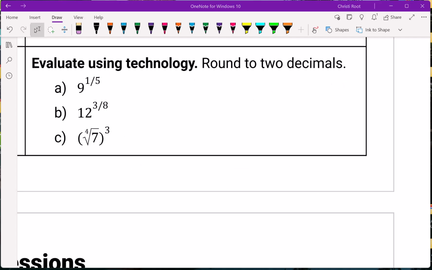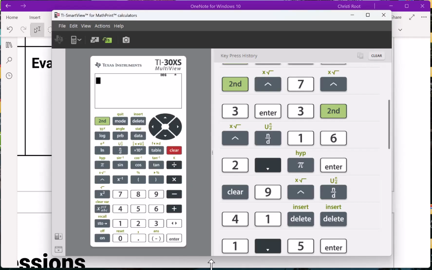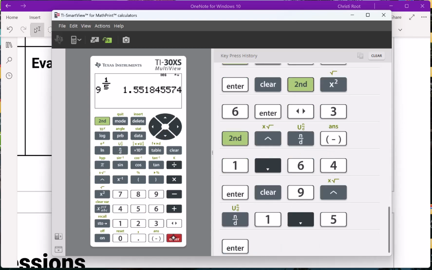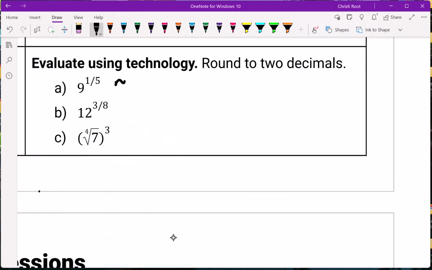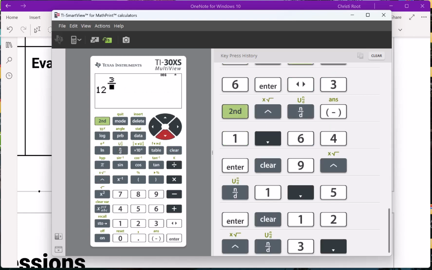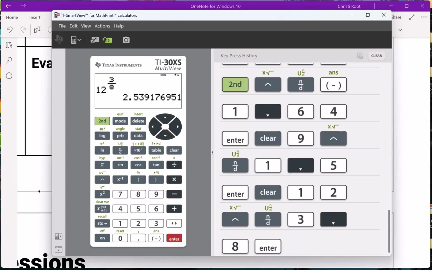Okay, so I'm going to show you how to use your calculator to find some of these rational exponents and radicals. So we're going to type in 9 to the power of 1/5. So you just hit 9, and then your power button, and that'll be 1/5, and then just hit enter. Sometimes it gives you a decimal, sometimes it doesn't. So this is about 1.55. Okay, next one's 12 to the power of 3/8. So it's about 2.54.